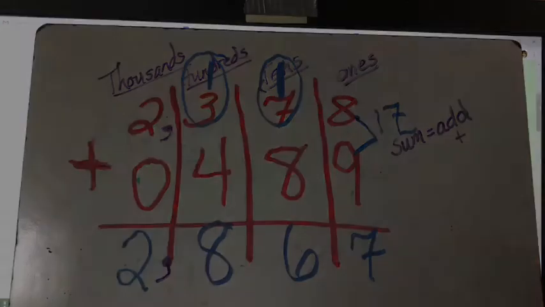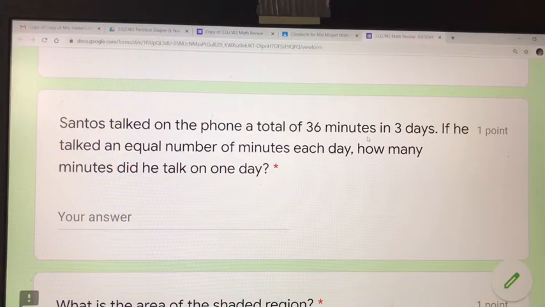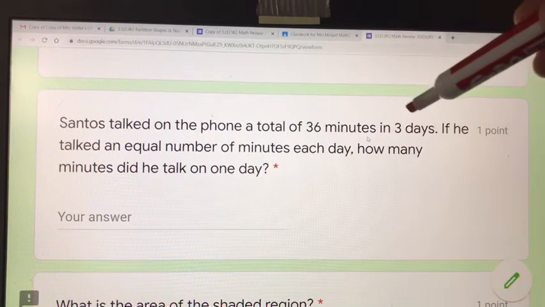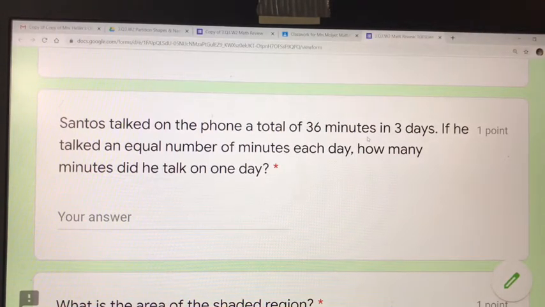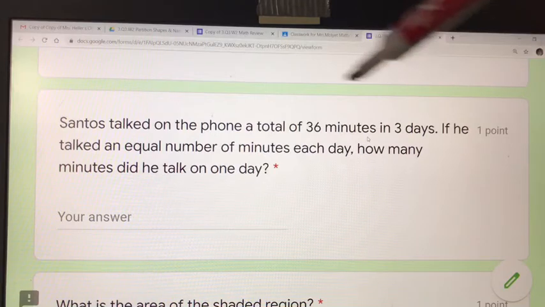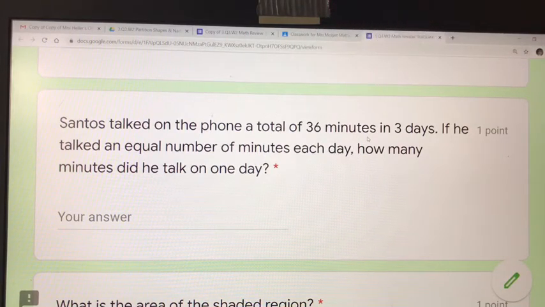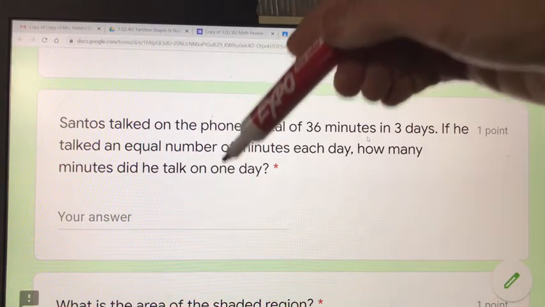2,867. Our second problem says Santos talked on the phone a total of 36 minutes in 3 days. If he talked an equal number of minutes each day, how many minutes did he talk on one day? All right, so I'm going to look at this. I've read it. Now I go back and look at my numbers. I have the number 3 and I have the number 36. So I'm going to use those two numbers. I'm going to look at some keywords. Total of 36 minutes. So that means it equals 36 minutes. They want to know how many minutes did he talk on one day.